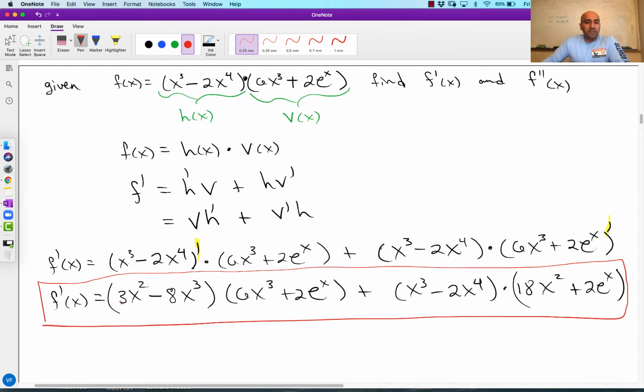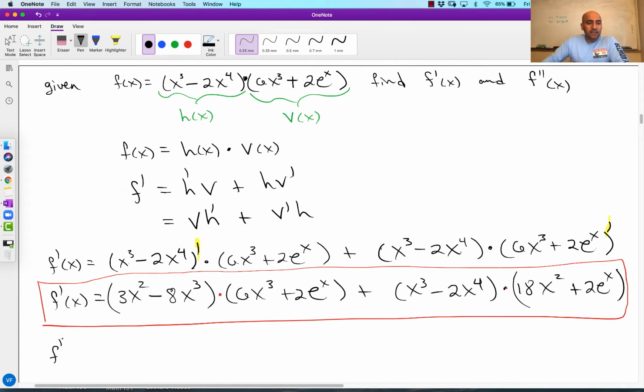We could FOIL this out again. FOIL, FOIL, FOIL, FOIL, and we'd have 4 ugly terms here, and then we'd have some ugly terms over here, and then we'd have one ginormous long polynomial, and then we can find derivatives there, that way. Or we can apply the product rule twice. Here is a product rule, here is a product rule, and then add them together. Okay, so that's what I'm going to do.